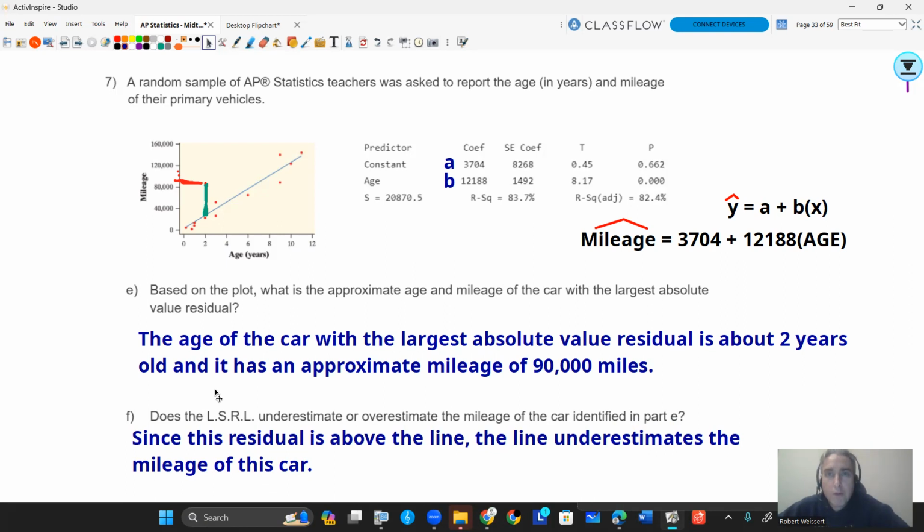That concludes our review for scatter plots. This is Chapter 3, Unit 2. We'll get into sampling and experimental design next video.